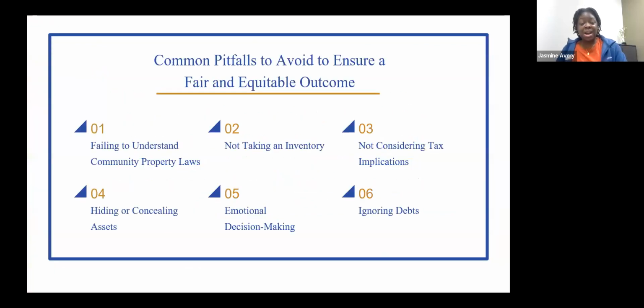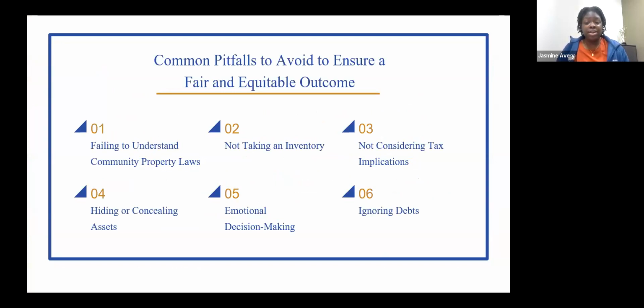Okay, so here are some common pitfalls to avoid to ensure a fair and equitable outcome. One, failing to understand community property laws. This is why we said it is important for you to seek counsel, either as representation or at least to review the documents and agreements before you sign off, because there could be some gray areas, and you want to make sure that whatever you do is enforceable in court.